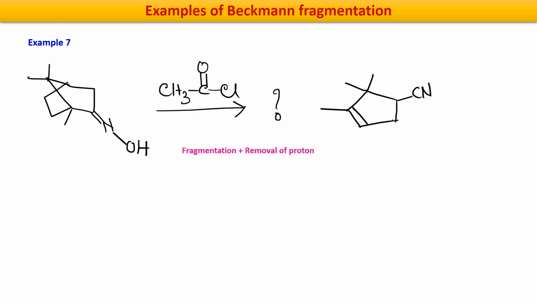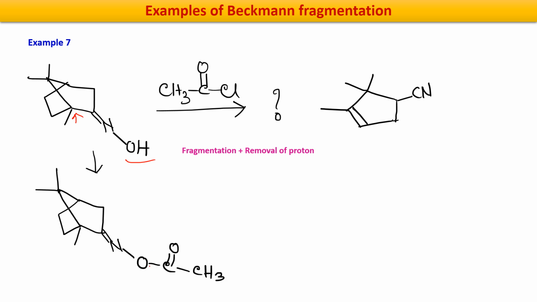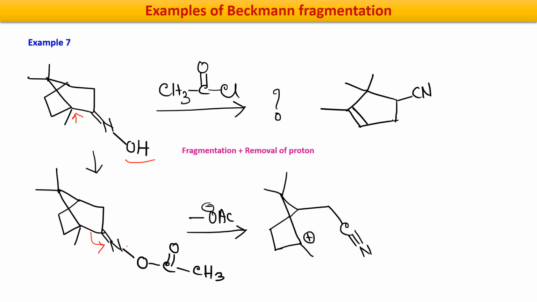And the last example, this is a very famous example which is taken from Clayden. Probably you have already seen it. So first, in presence of CH3COCl, this OH will be converted to a very good leaving group. And as this carbon can support the positive charge, that is why fragmentation is possible. So after conversion from OH to OCOCH3, this C-C bond will be broken and there will be C=N double bond formation, and ultimately there will be removal of OAc.